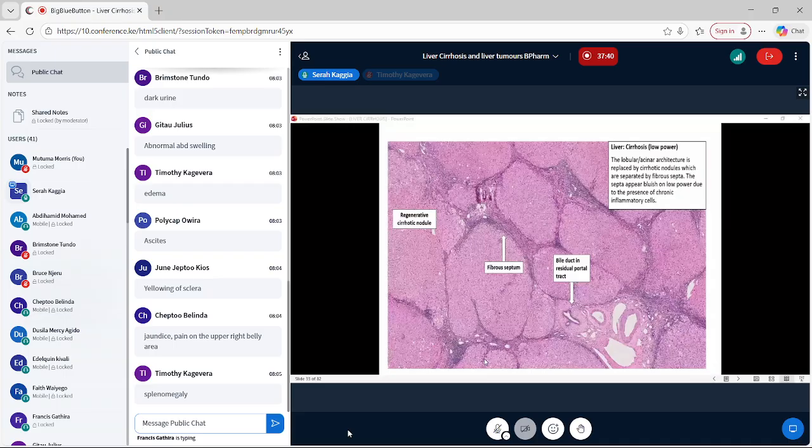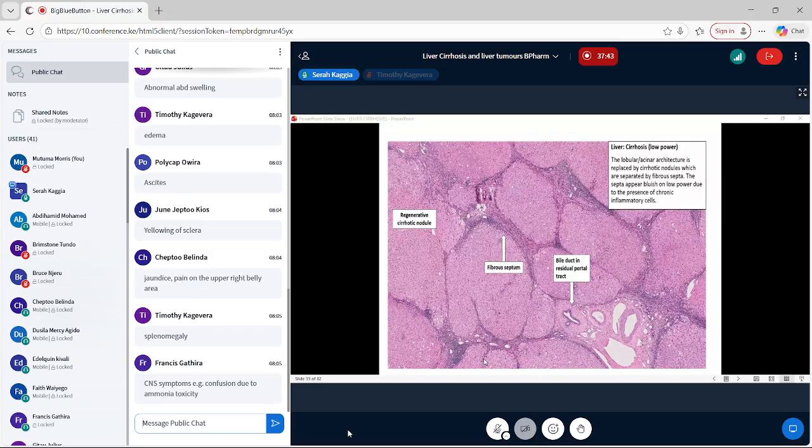that's what happens. Okay. Yes. Okay. So somebody else has said jaundice, pain on the upper right belly area. Hey, you guys, belly. I'm just now wondering. Saying the word belly is TikTok. In medical school, in College of Health Sciences, you can't say belly.